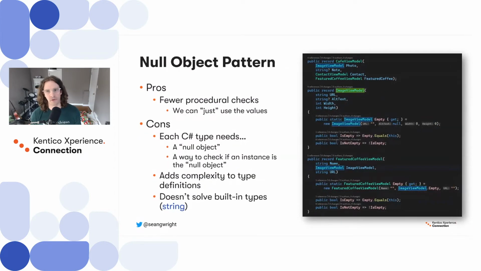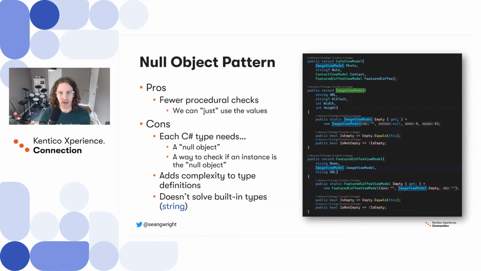So let's consider the null object pattern. What are the pros? Well, there's a lot of pros, similar to what we mentioned for the null reference types, but there's also fewer procedural checks because with the null object pattern, you always have a value. You don't have this case where sometimes you have a value and sometimes you don't. So we can just use those values and we don't have to have as many checks in our code.